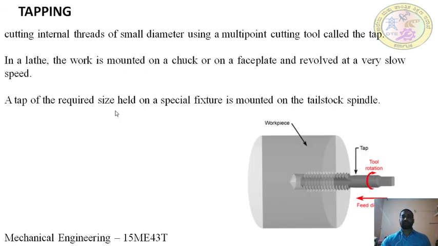Tapping is the operation of producing internal threads in the workpiece which is already drilled. The tapping is performed by a special tool known as a tap. The required tap is placed in the tailstock or a special fixture, and it is inserted into the already drilled hole to get the required tap size.